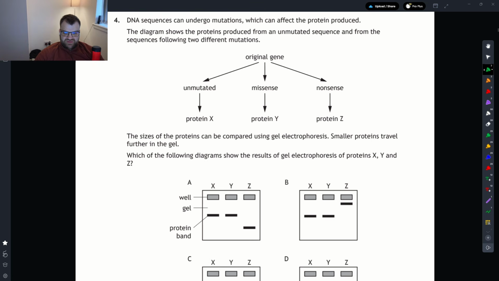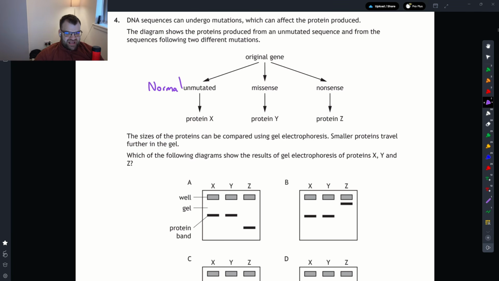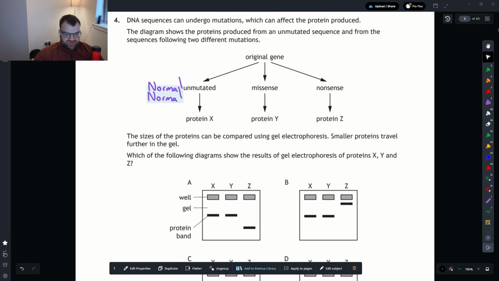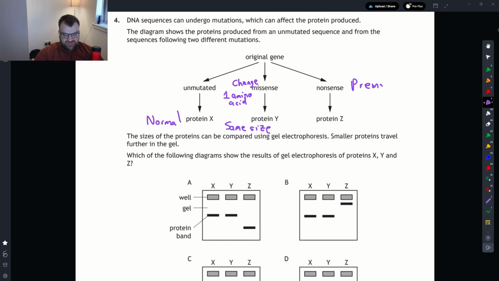Comparing, right, smaller proteins travel further in the gel. Okay, one diagram shows these proteins. Protein X is your normal protein, which means it would be the expected size that it's supposed to be. In a missense, we're swapping one amino acid for a different amino acid. That means that from a size perspective, they'll be very similar, if not the same size. And then in a nonsense, it's a premature stop codon, meaning you get a shorter non-functional protein. That will mean that one will be smaller, and smaller proteins travel further in the gel.